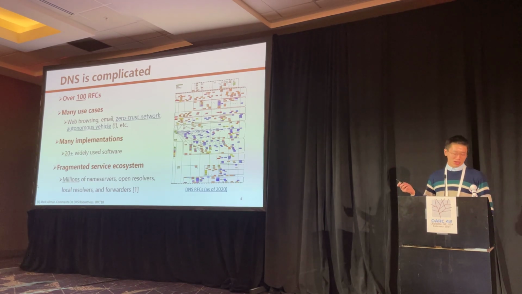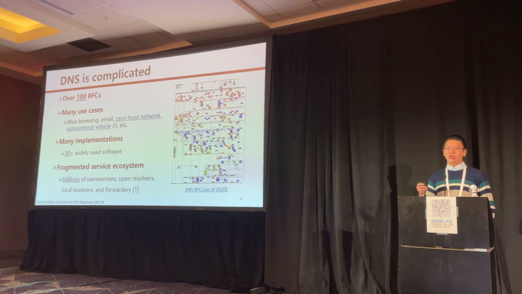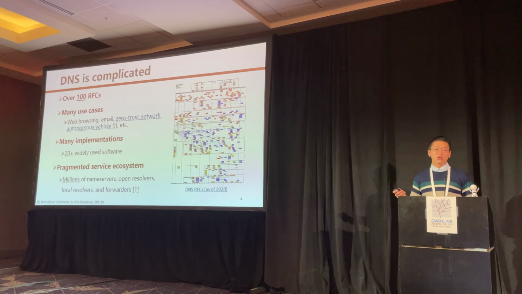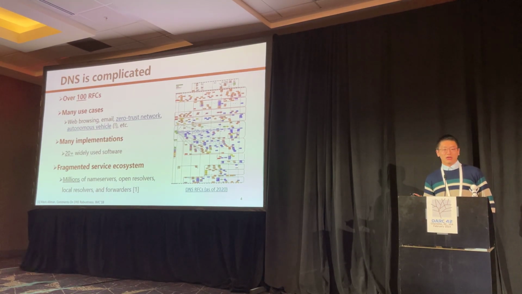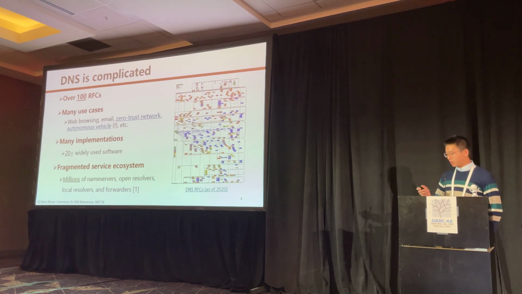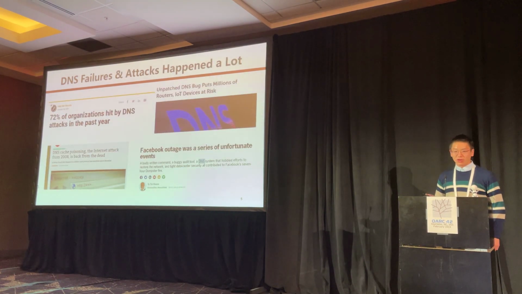We also have many implementations. As far as we know, there are more than 20 widely used software or programming libraries on the market. And unfortunately, it is a very fragmented service ecosystem. We have millions of name servers, open resolvers, and local resolvers and forwarders. They are spread out across the world, and they run different kinds of software. Some even implement their own software. So it's very, very complicated work.